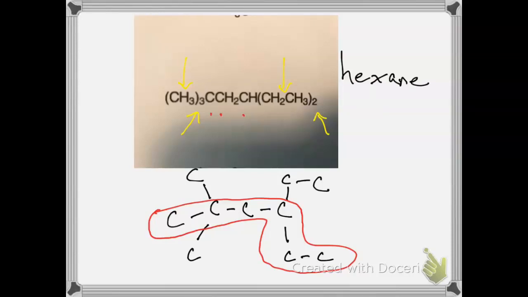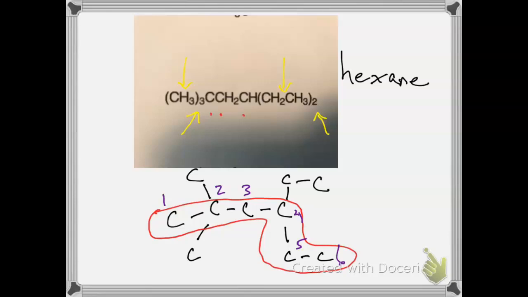Now the question becomes, which way should I number? Turns out there's a whole bunch of different rules to this, but the way that I need to choose numbering is that I need to number starting where the branches get the lowest numbers. So what I must do is number 1, 2, 3, 4, 5, 6. If I had numbered the other way, 1, 2, 3, I would have gotten to this point where I've got an ethyl group on my third carbon, and that would be bad mama jamba.